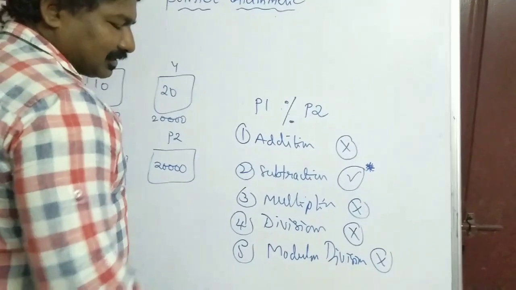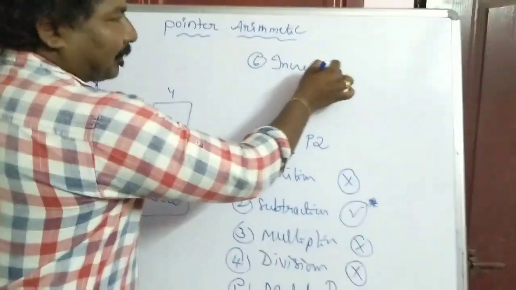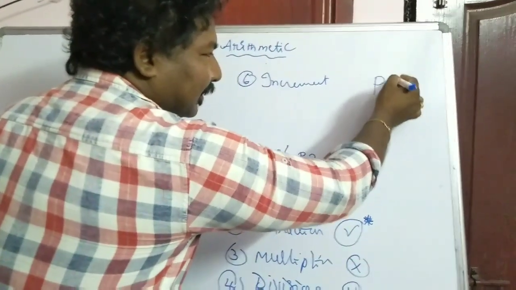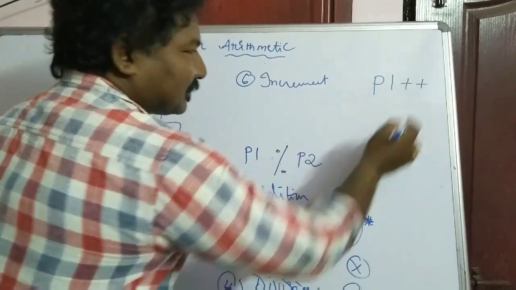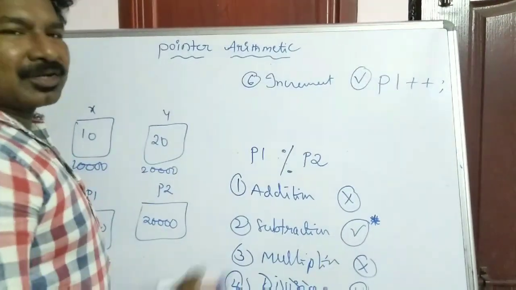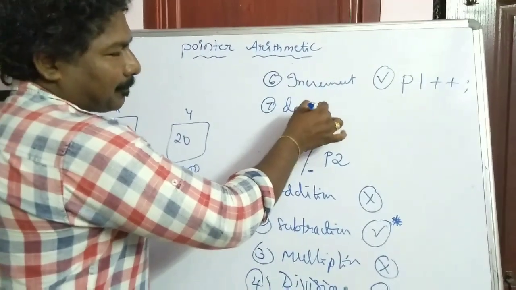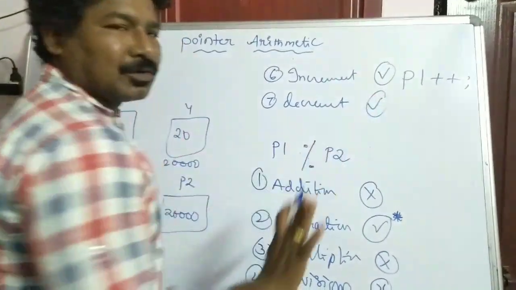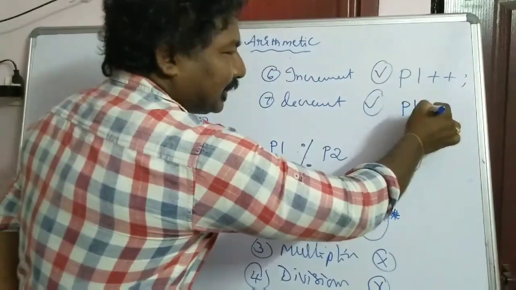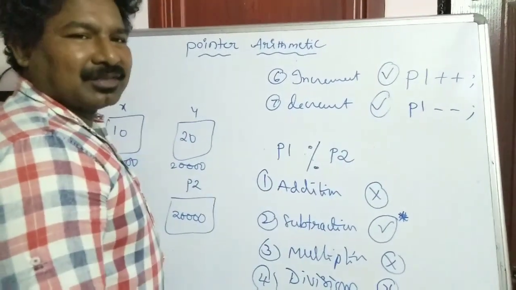Coming to the next operation, 6-1, increment. Can I increment my pointer? Yes, you can do that. P1 plus plus is valid. That means you are just incrementing the address. And 7th one, decrement. Yes, decrement is also possible. That means a pointer can be decremented. When you decrement a pointer, it comes to the previous location.